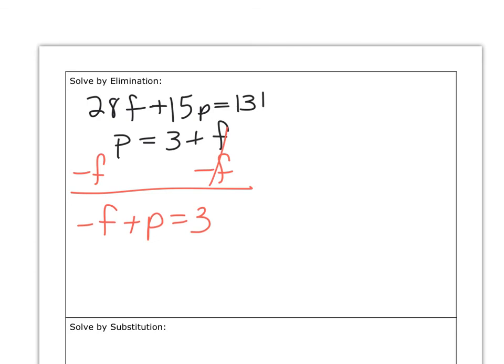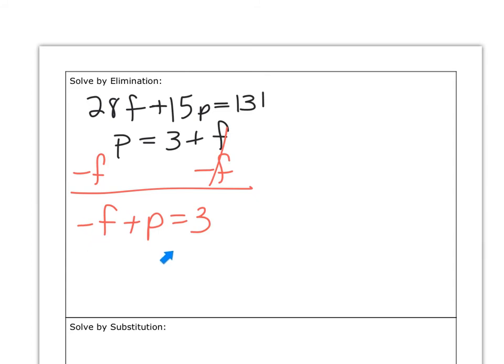That works, doesn't it? It rhymes. Hey, it does rhyme. Negative F plus P equals 3. So now, if I look at my original equation for the first, 28F plus 15P equals 131. And now I have negative F plus P equals 3.